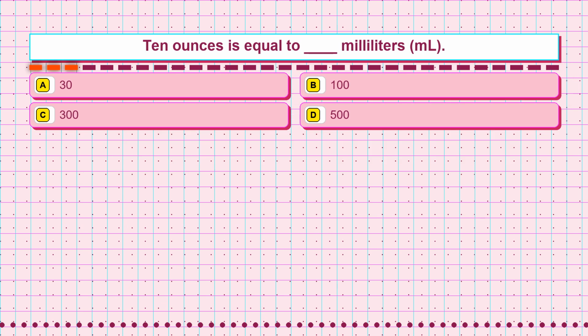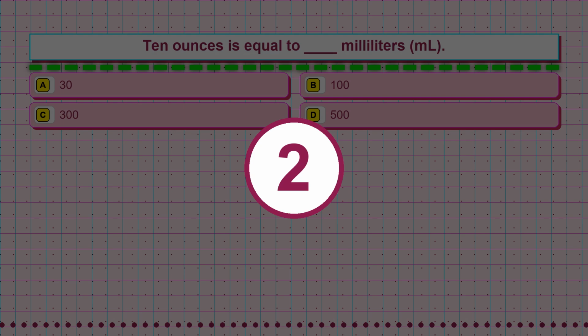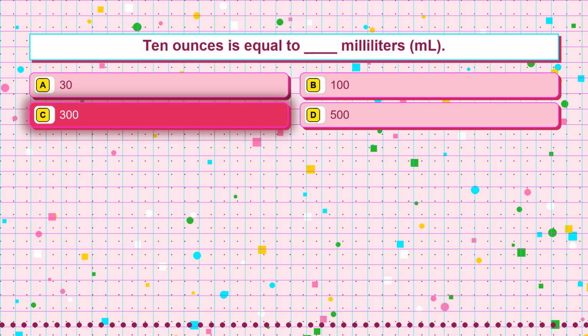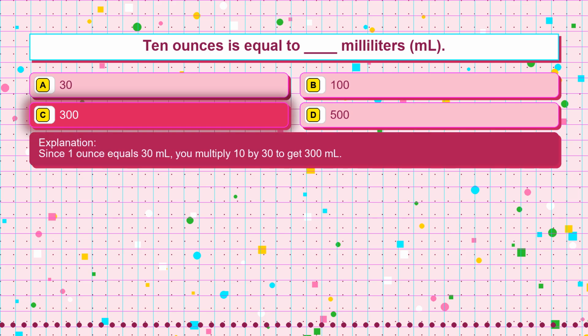Question 3. 10 ounces is equal to blank milliliters, ml. Option A, 30. Option B, 100. Option C, 300. Option D, 500. The correct answer is option C, 300. Since 1 ounce equals 30 ml, you multiply 10 by 30 to get 300 ml.